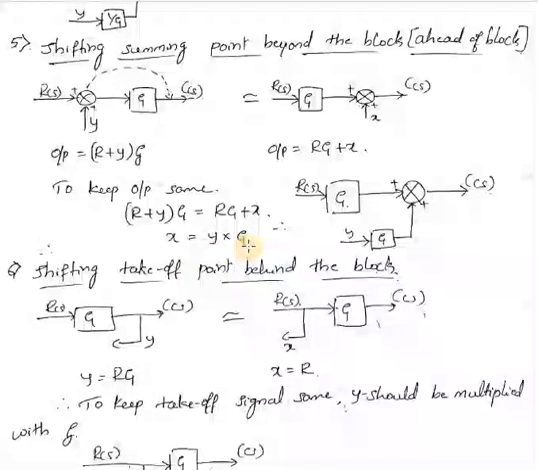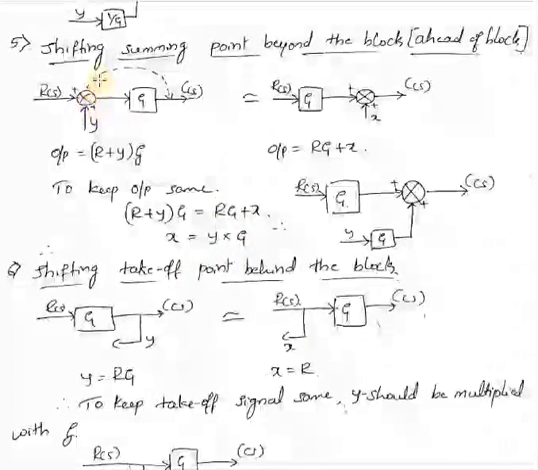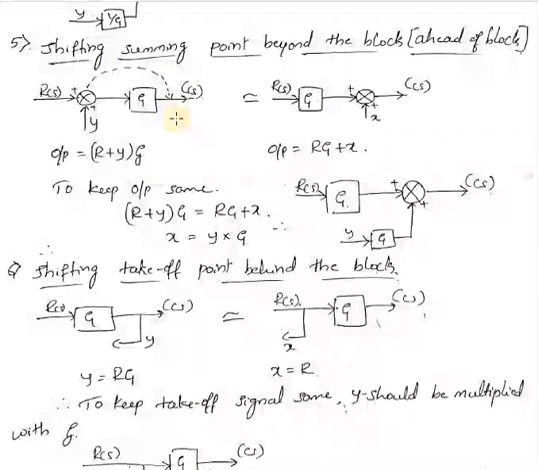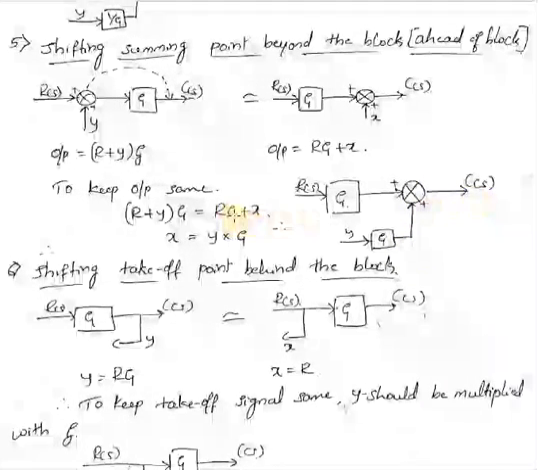That means whenever you are shifting a summing point after the block, or beyond the block, or ahead of the block, at that time to this signal you need to multiply the transfer function of this block, that is Y into G. So it will be R into G and it is Y into G, so R plus Y, into G, will be the output.